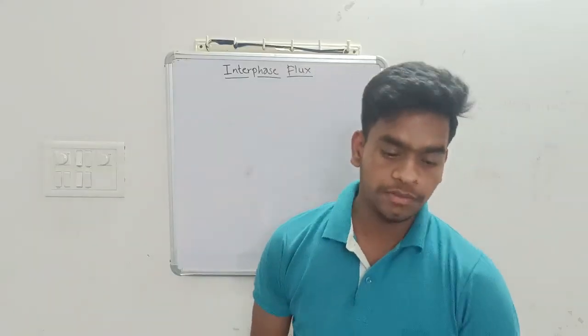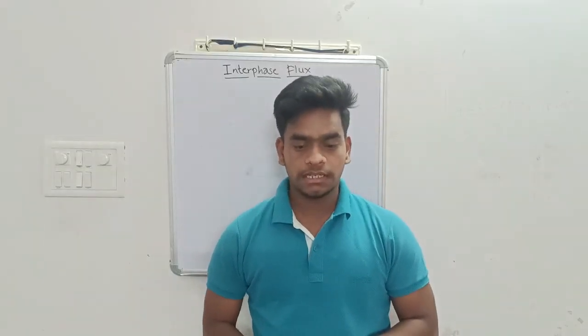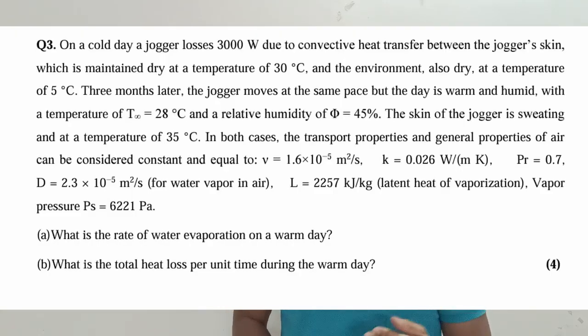So we are solving our third problem in which a jogger loses energy at the rate of 3000 watt in the days of winter at a temperature of 5 degrees Celsius. Its body temperature is 30 degrees Celsius. But in summer days, the ambient temperature, meaning the environment temperature, is 28 degrees Celsius, its body temperature is 35 degrees Celsius, and the relative humidity is 45%.